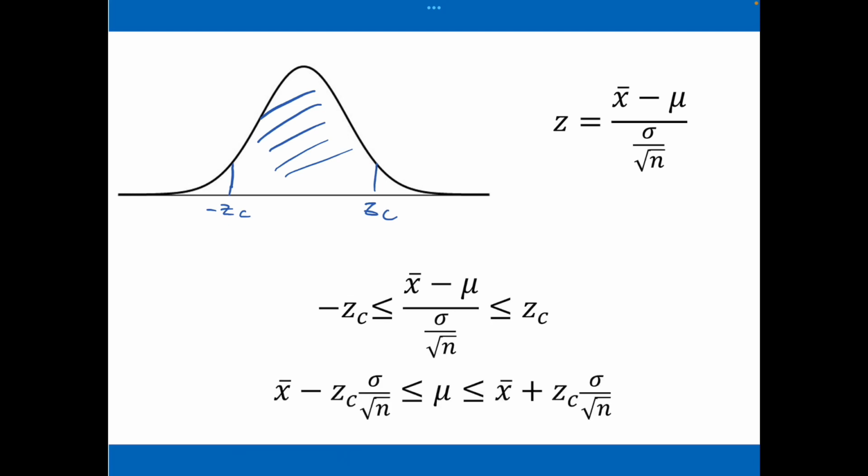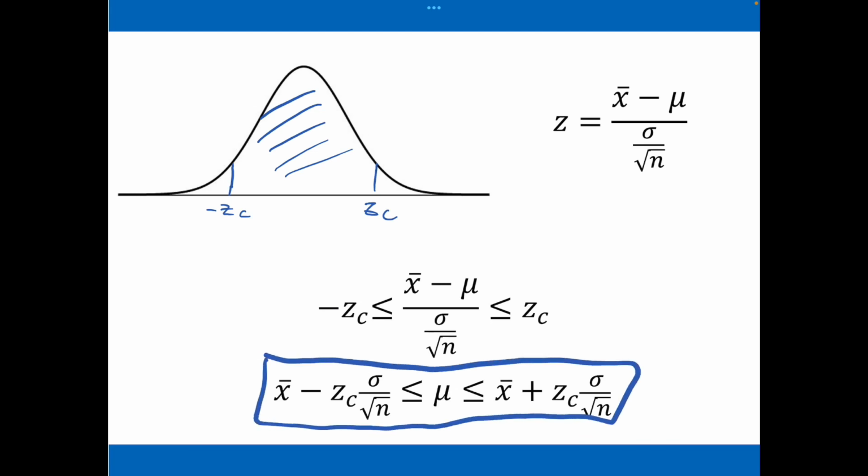Do a little bit of algebra, and I'll let you do that on your own, and we end up with our equation. X bar minus ZC times sigma over square root of n is less than or equal to mu, is less than or equal to x bar plus ZC times sigma over square root of n. This is a pretty important formula, so I'm going to put a big box around it. And I'm going to encourage you to write this down, and you're going to want to learn this because we're going to use this over and over and over again throughout the semester.